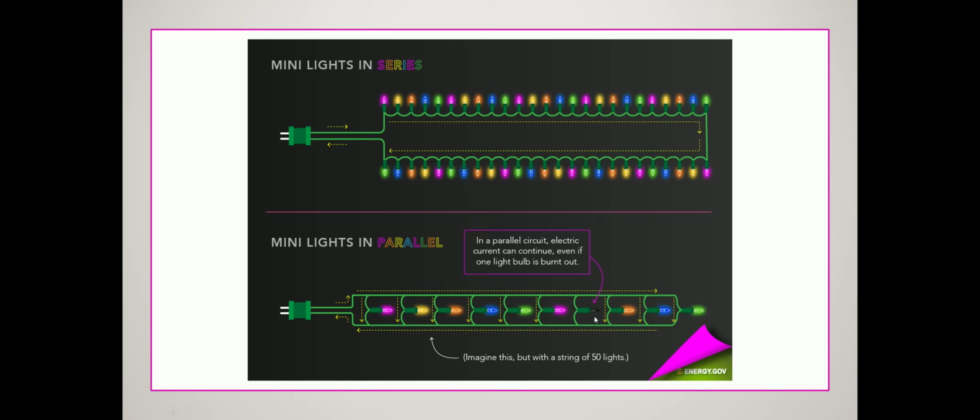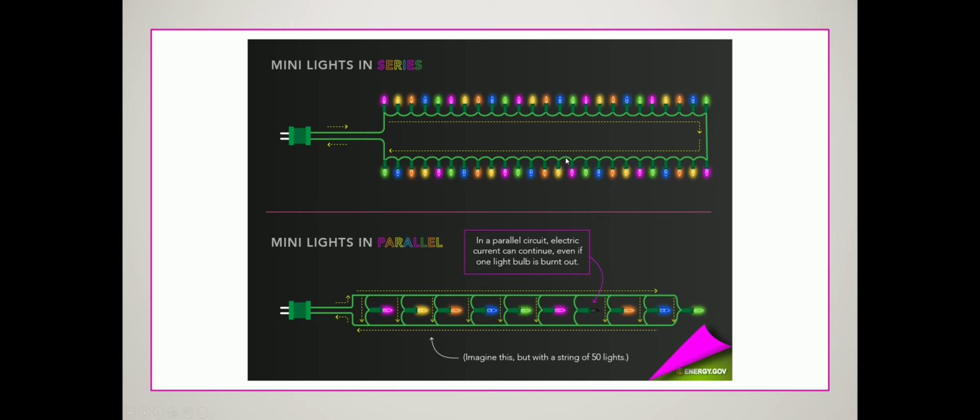So let's look at the bottom here. In this parallel circuit, electric current can continue even though one light bulb is burnt out. So you see, even though that light bulb is burnt out, electric current can continue. Even if this wire is broken, the electric current can still continue for each other resistor, for each other light bulb. There are other pathways for this electric current to flow through.